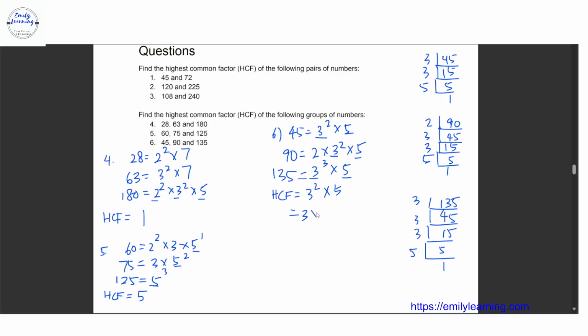3 squared is basically 3 times 3, which is 9. 9 times 5 is 45. So the highest common factor is 45.